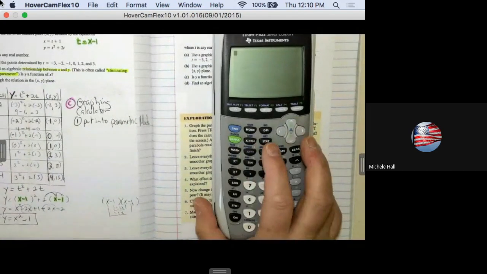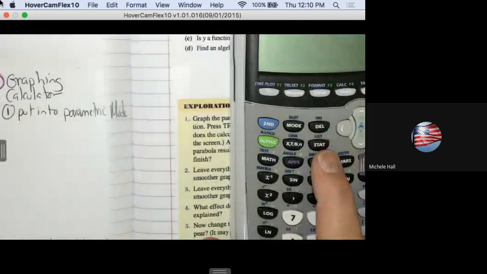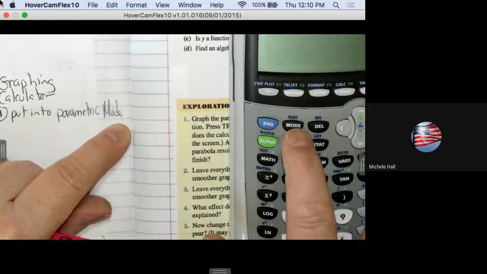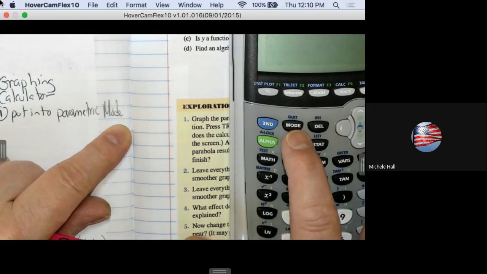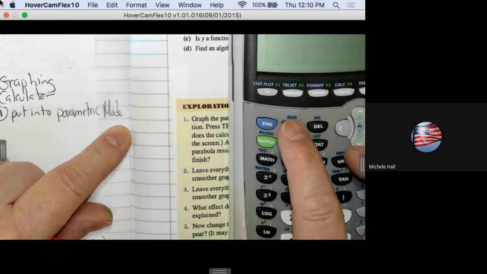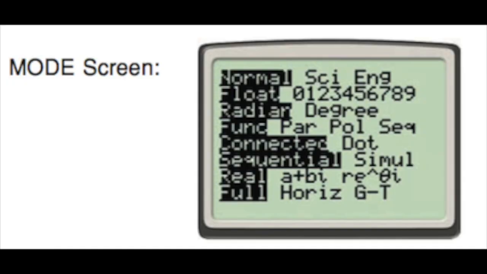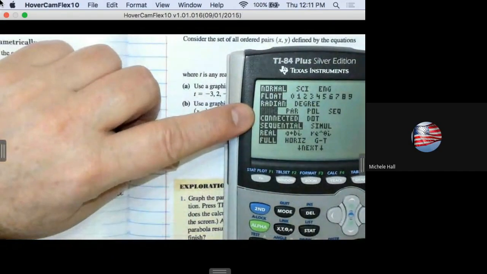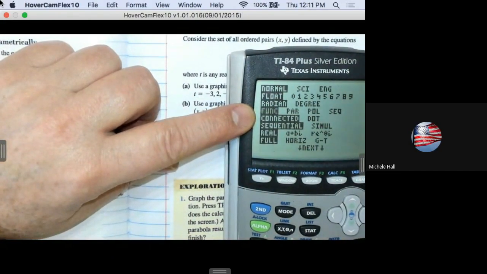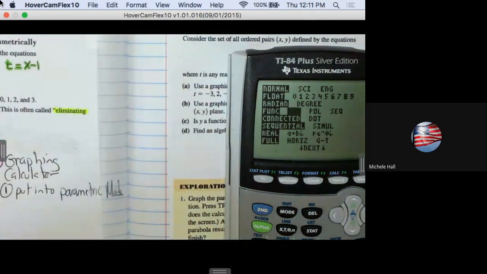So how do I do that? That's a mode that we're going to. That would be mode right here, the mode button. So you go to mode, and you can see that it's on function because we've always done function. Now we're going to start getting outside of algebra function. See where it's blinking on function? Right next to that is parametric, PAR. Hit enter.